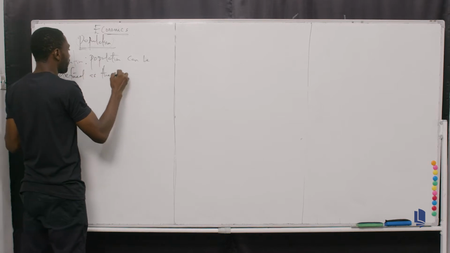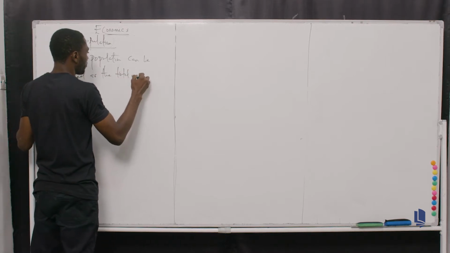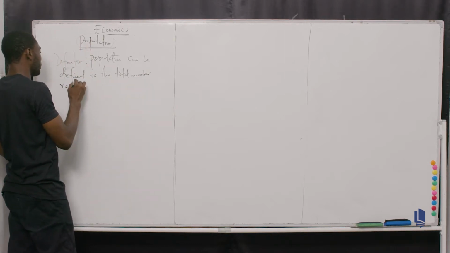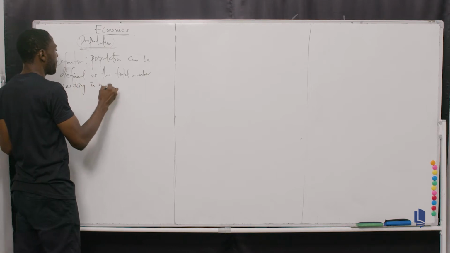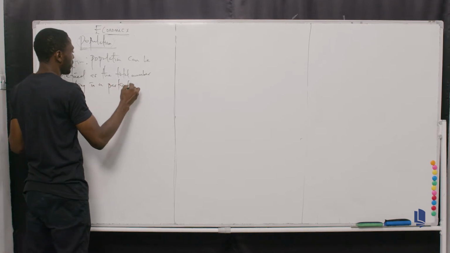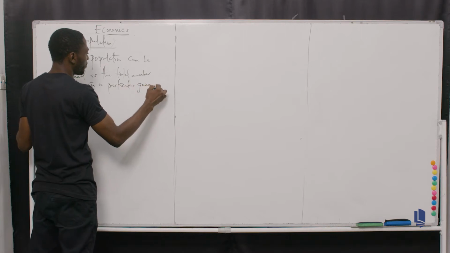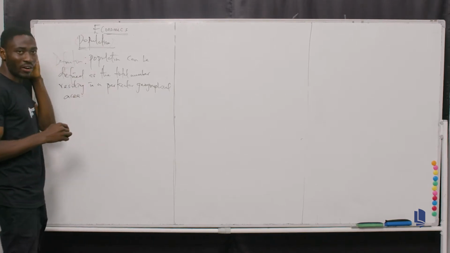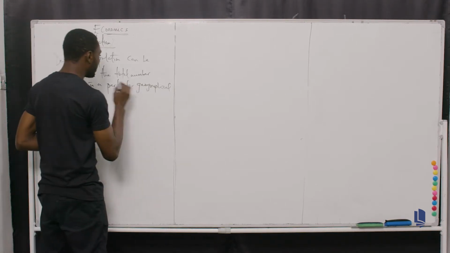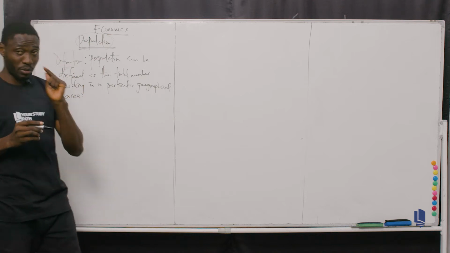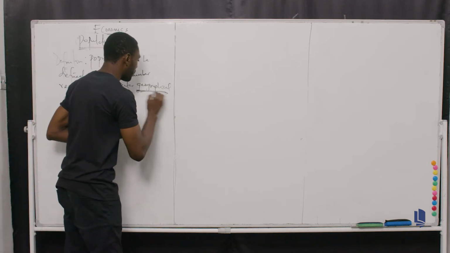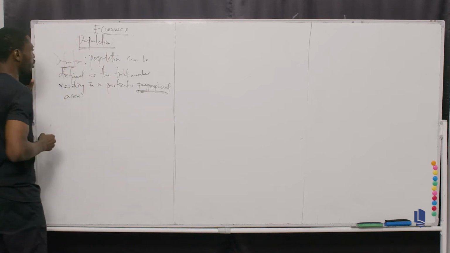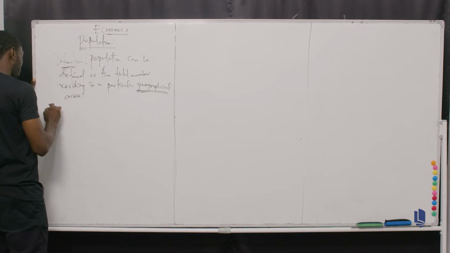as the total number of people residing in a particular geographical area. All right? Now, I made mention earlier, I said, anytime we are explaining or defining population, geographical is a key word. All right? Good. Then we move on to another aspect of population we call the population size.